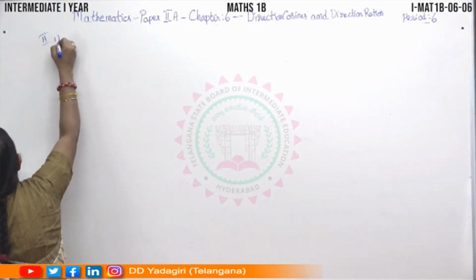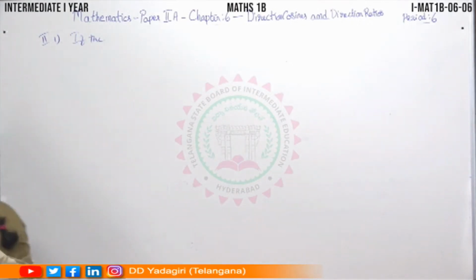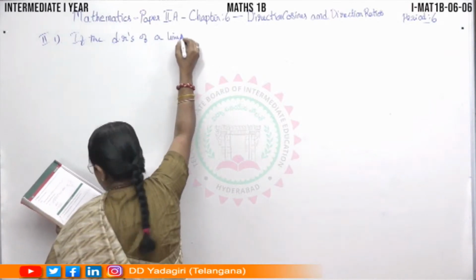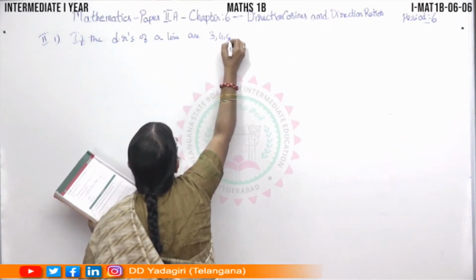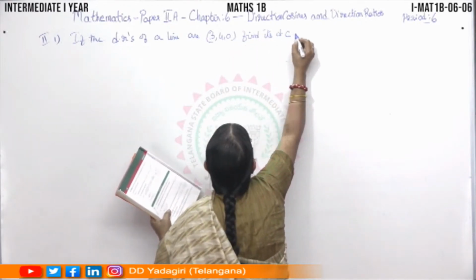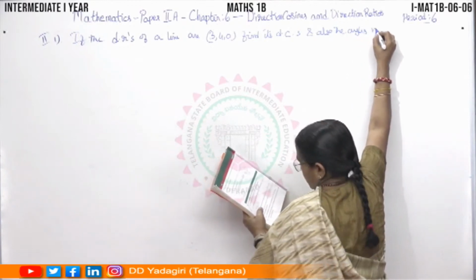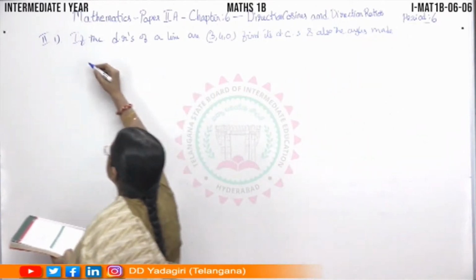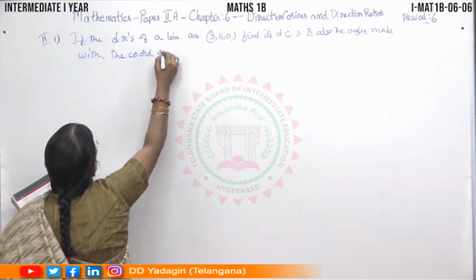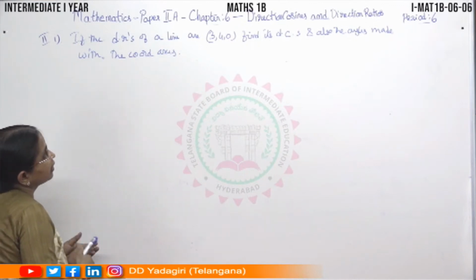Now we'll do the second section. First problem. If the DRs of a line are 3, 4, 0, find its direction cosines and also the angles made with the coordinate axis.